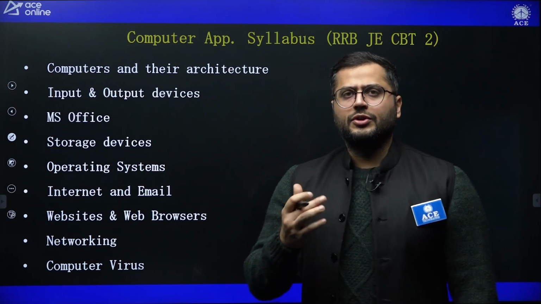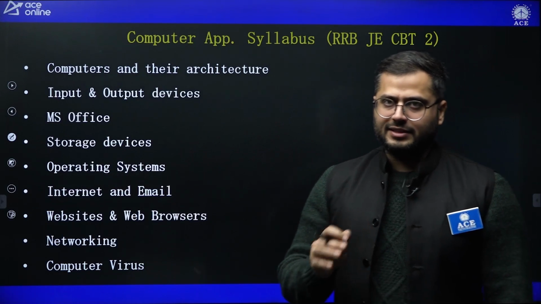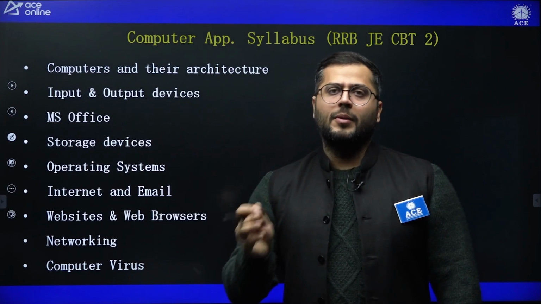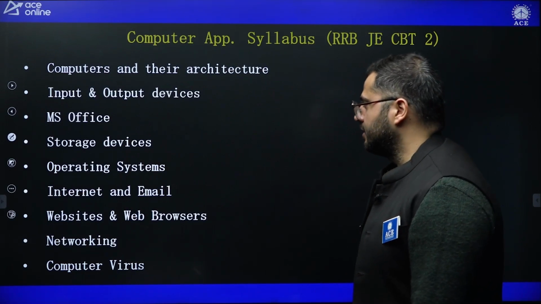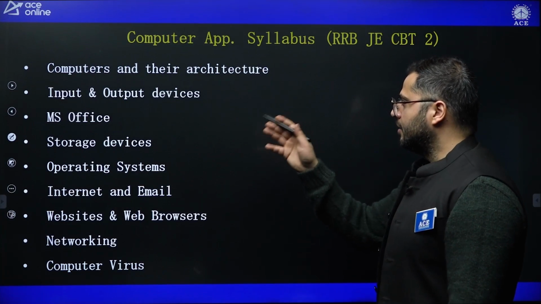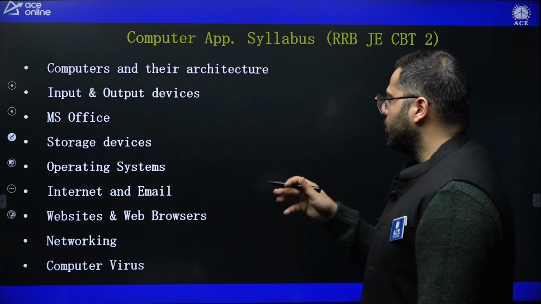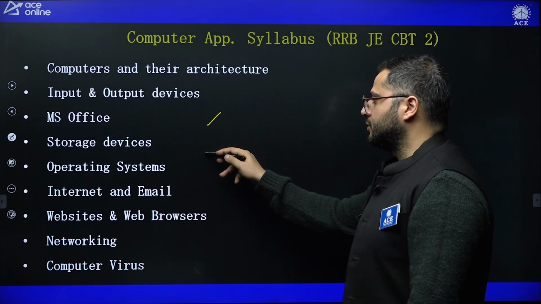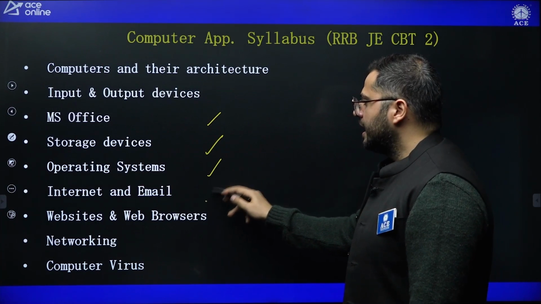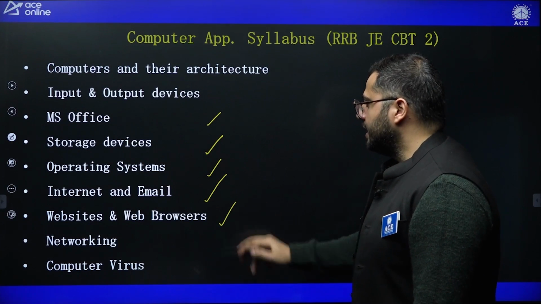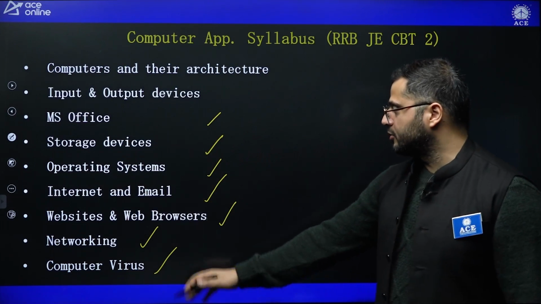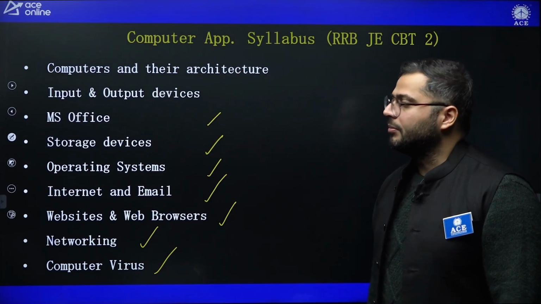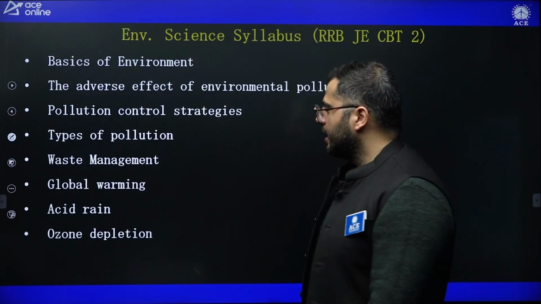The point is, if you want to see what type of questions are asked, the best way is to go back to the previous year questions and see what kind of questions have been asked from this particular topic. Computers and their architecture, input and output devices, MS Office, storage devices, operating systems, internet and email, website and web browsers, networking and computer virus. These are the topics to be covered in the computer application syllabus, right?